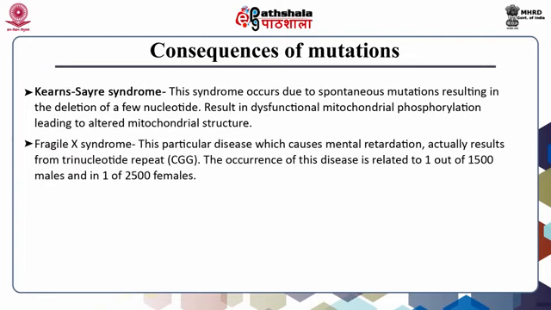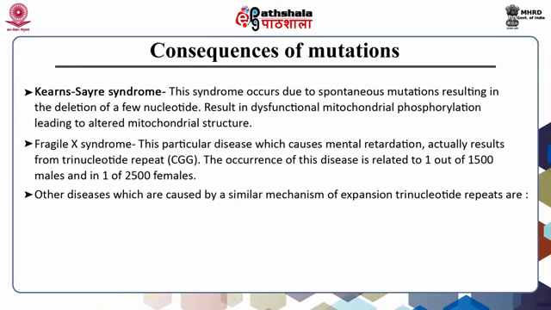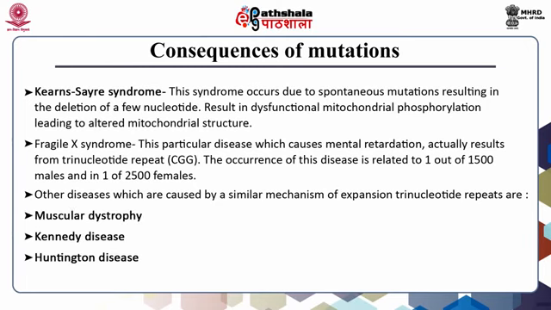Another is Fragile X syndrome. This particular disease, which causes mental retardation, actually results from trinucleotide repeat, the CGG. The occurrence of this disease is about 1 out of 1500 males and 1 in 2500 females. Other diseases which are caused by similar mechanisms, expanded trinucleotide repeats, are common. Of these are myotonic dystrophy, Kennedy disease and Huntington disease.